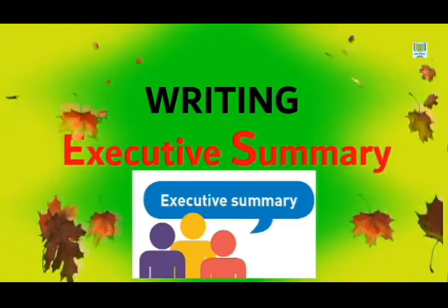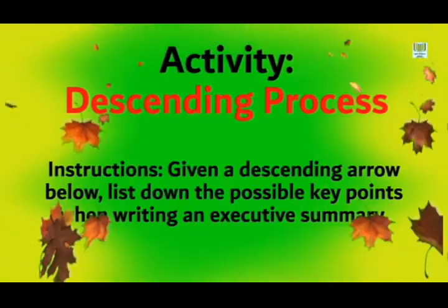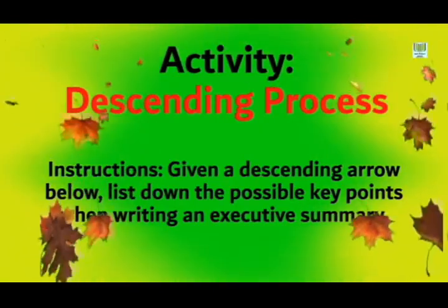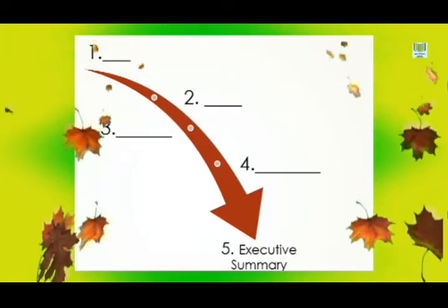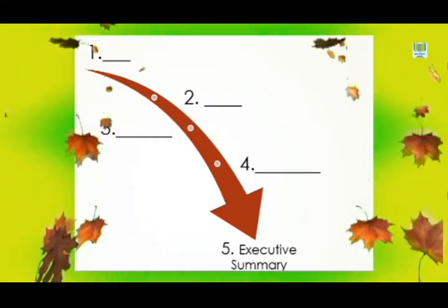Writing executive summary. Activity. Descending process. Instructions. Given the descending arrow below, list down the possible key points when writing an executive summary.